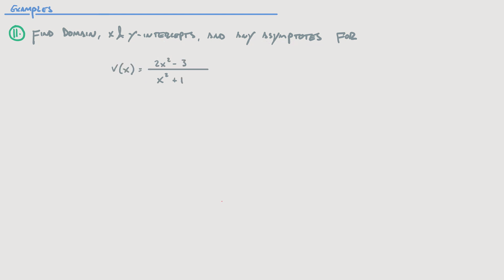All right, the last one we'll look at is v of x, which is equal to 2x squared minus 3 over x squared plus 1.